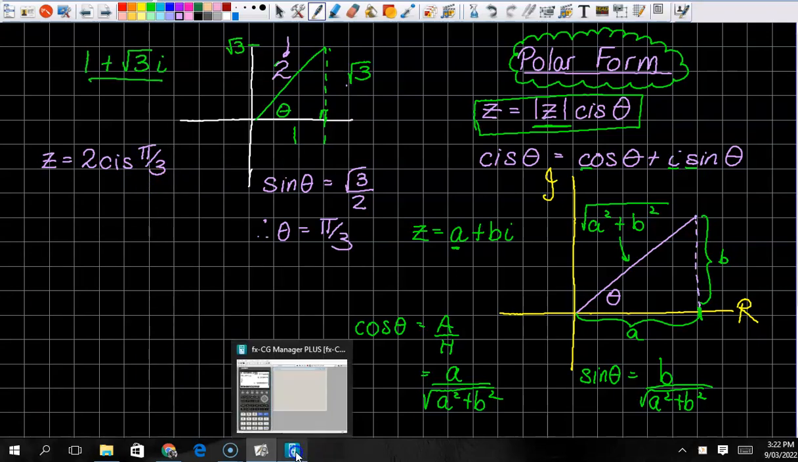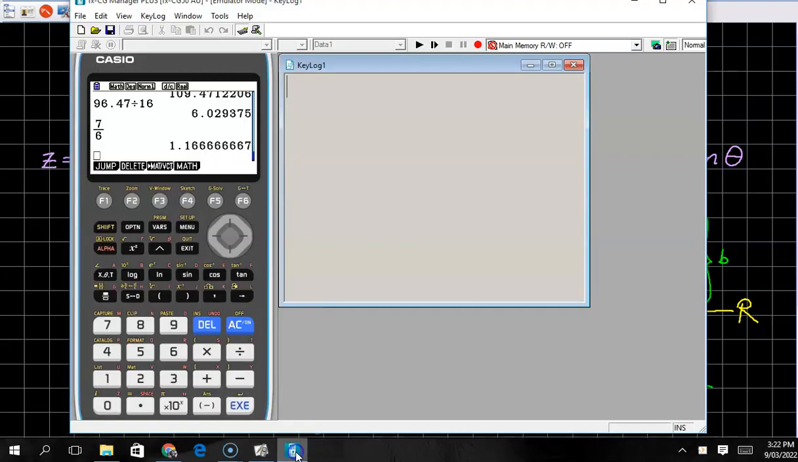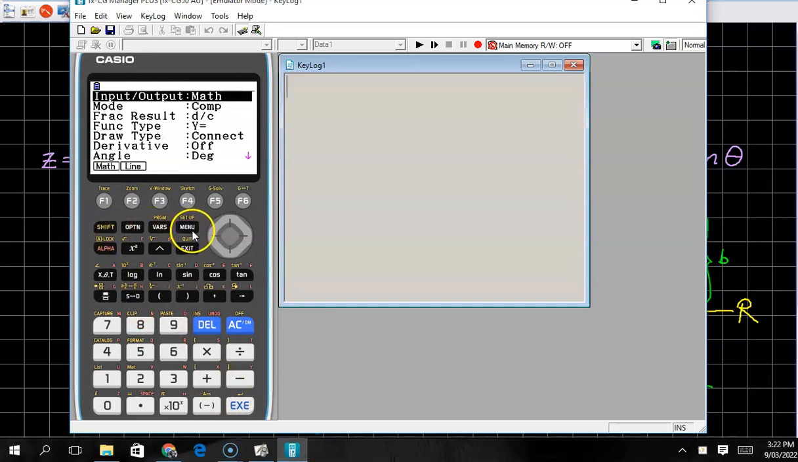Oh, so simple, it's going to be done well before my 25-minute mark. So we grab our calculators. We're in the run mode. The first thing we need to do is make sure that we are in radians.